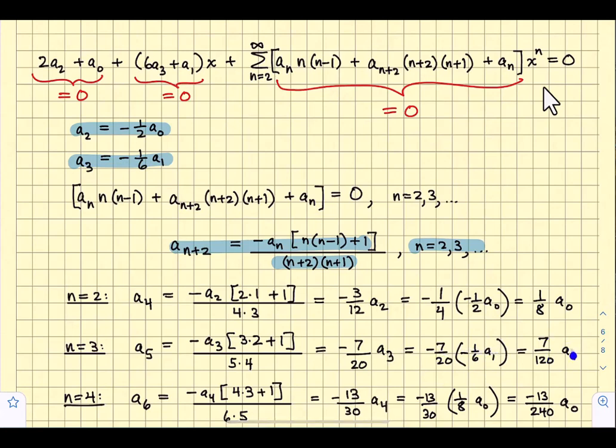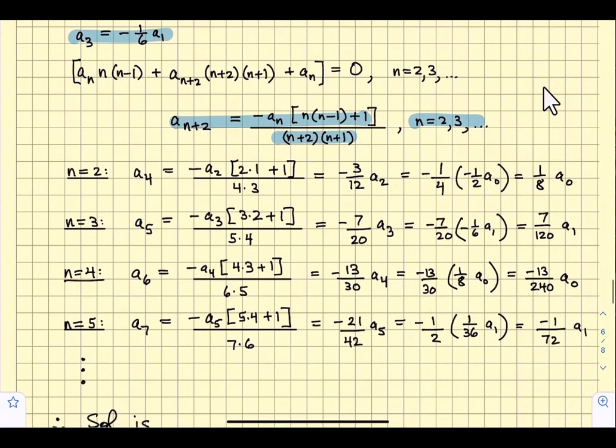That'll give me the value for A5. We'll do one more. We'll do two more actually. If I plug in n equals 4 into this, I get A6 equals minus A4 times this. And then I simplify this. I plug in what I know about A4. Remember, I've already found A4. A4 is 1/8 A0. So I plug that in, and I simplify, and I get A6 in terms of A0.